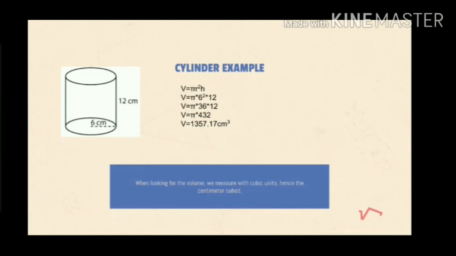So we're going to simplify 6 squared and we're going to get 36. When we multiply 36 to 12, we get 432. And then we're going to multiply that to pi. So we're going to get 1,357.17 centimeters cubed for our final answer.